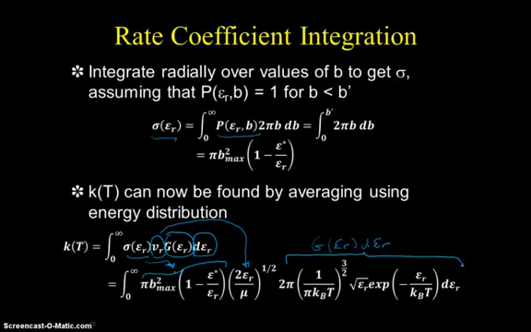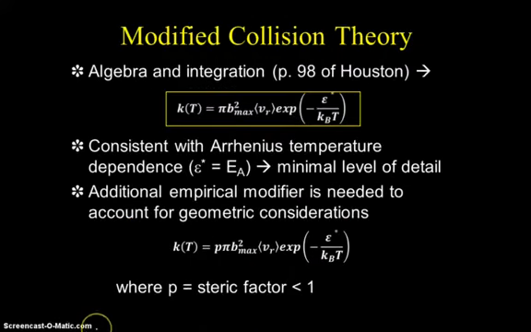Fortunately, Houston worked out the value of this integral for us, because you can imagine it's somewhat tedious and involves some algebraic manipulation and simplification. But what you can show at the end of all this manipulation is that k at a given value of T, for this particular model of the critical energy required for collisions, is given by pi times Bmax squared times the average relative velocity of the system.